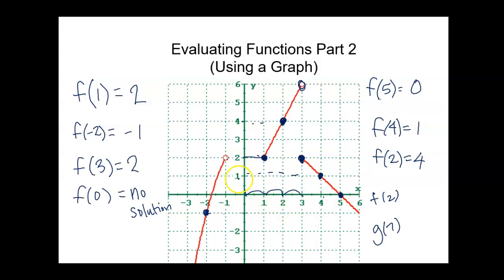I should say here that if I were to ask to find f of -1, so that means when x equals -1, what does y equal? If I go over here to -1, I see that it lines up on this open circle. Again, that means this point is not included, so this one would also have no solution. There's no y value when x equals -1 because of the open circle there.